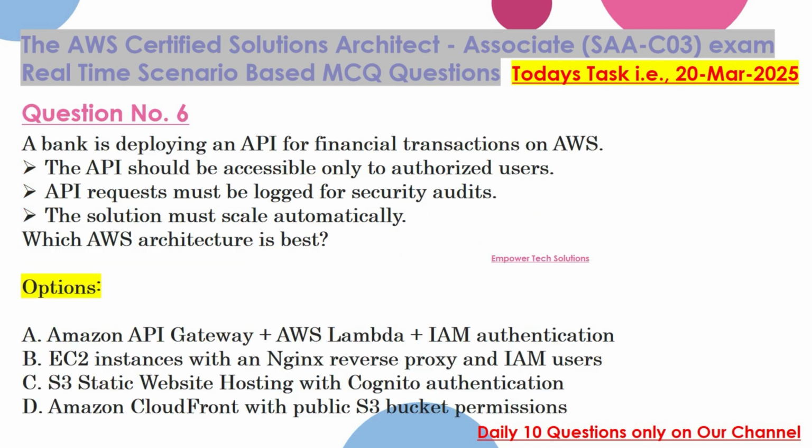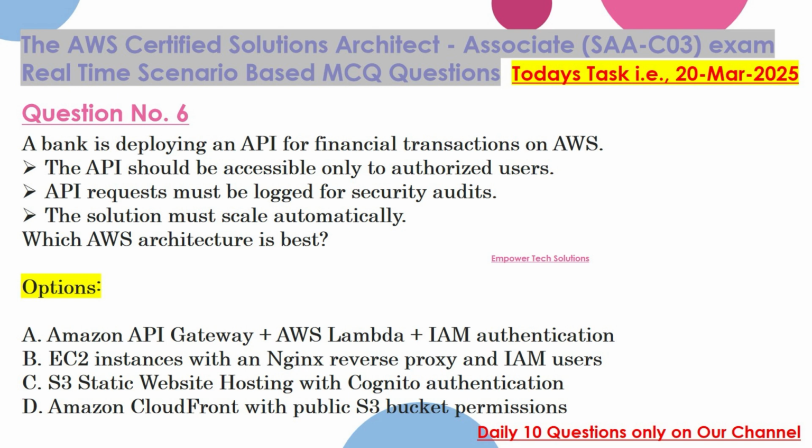Question 6. A bank is deploying an API for financial transactions on AWS. The API should be accessible only to authorized users. API requests must be logged for security audits. The solution must scale automatically. Which AWS architecture is best?